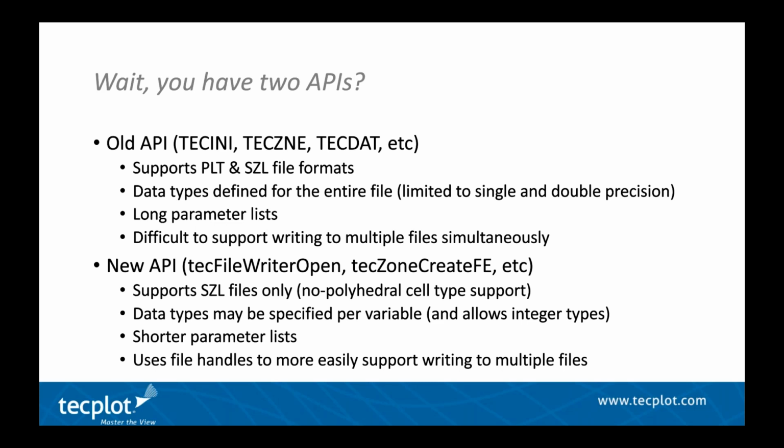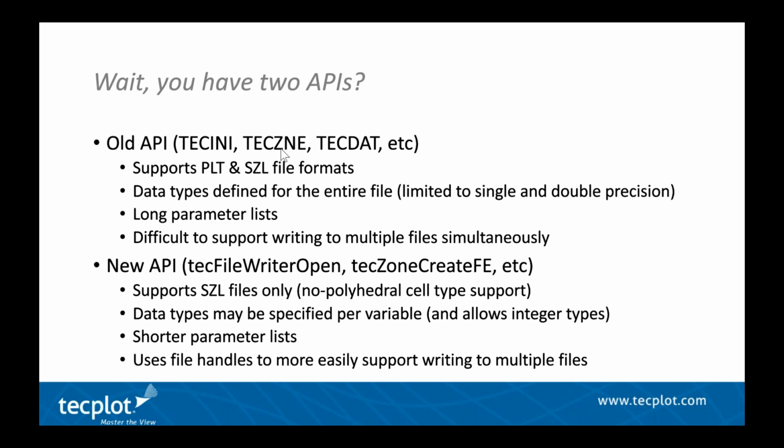You're going to be able to create a smaller data file because you have this flexibility in which data types you can specify. Again, shorter parameter lists because the functions are going to be a bit more focused on what you're creating. So you can see here we have a tecZoneCreateFE. So this is going to be a function that's for creating your finite element types. And it's going to have a much shorter parameter list than you would have with tecZNE, which is just general for all of the cell types, the zone types.